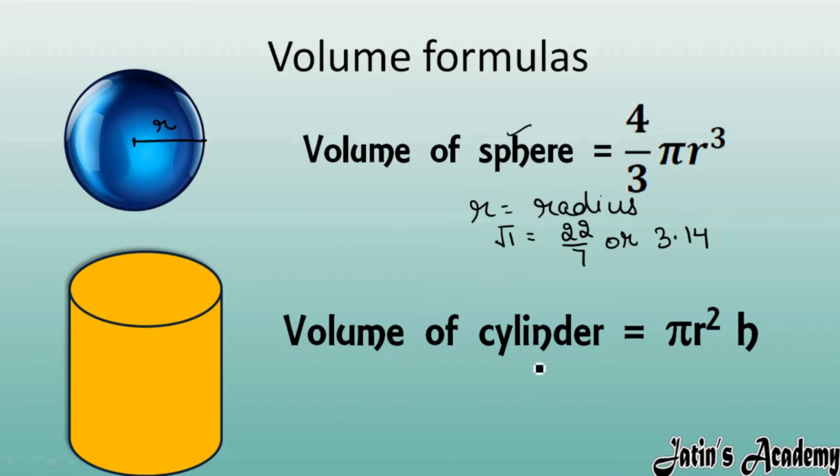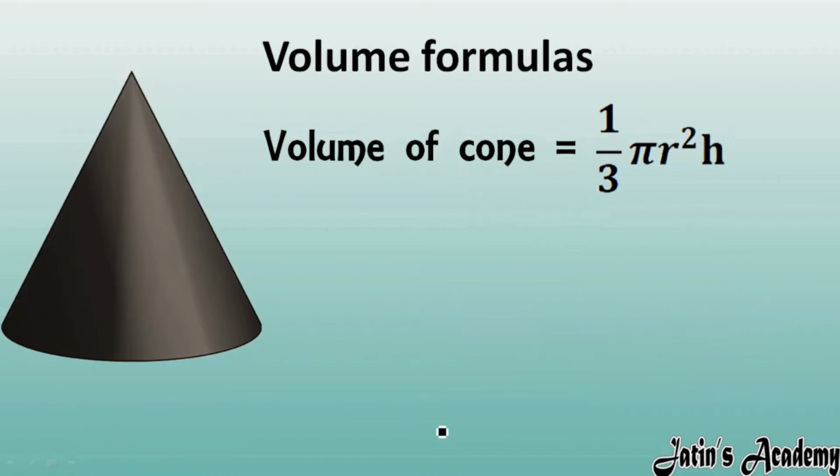Next we have volume of cylinder. This is a cylinder. Here in the cylinder, this is the radius of the cylinder. This is the height of the cylinder. Fine. So by using the formula pi r square h, where pi is a constant value 22 by 7, r is the radius of the cylinder, and h means this height of the cylinder. By knowing all these values, we will calculate the volume of the cylinder.